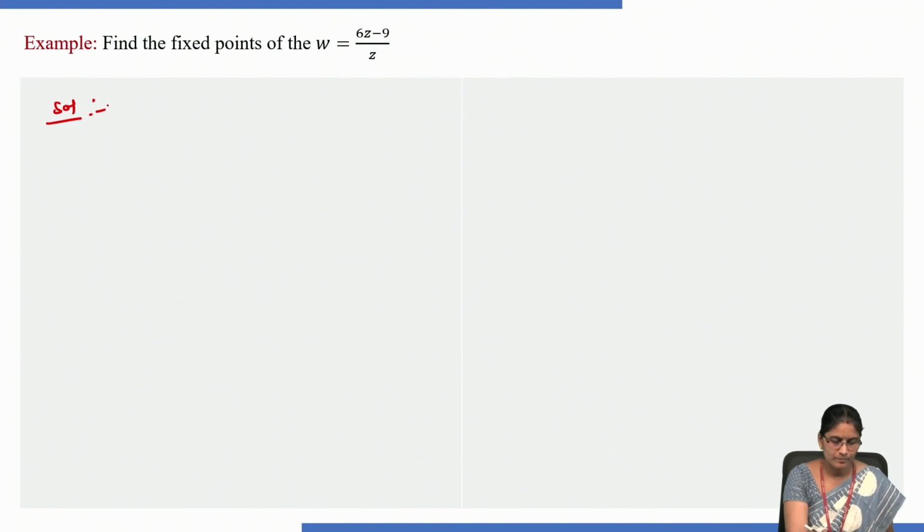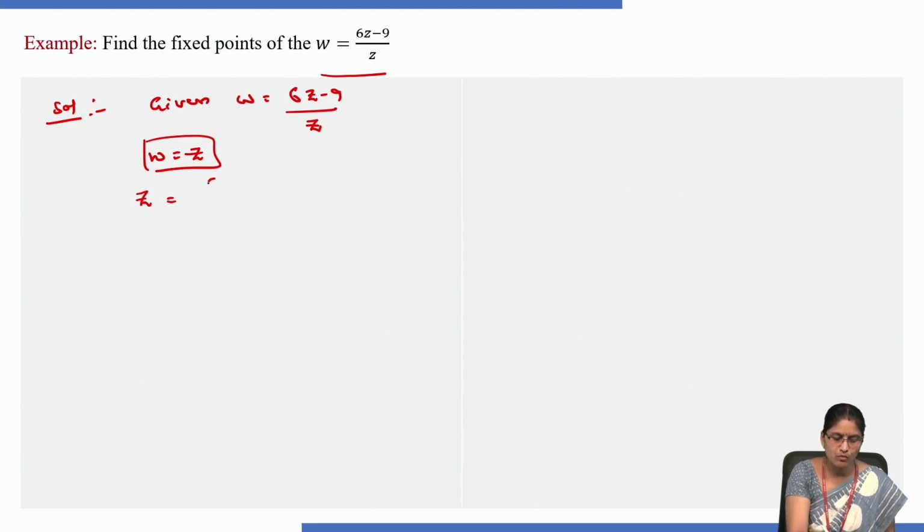See another example. Find the fixed points of w is equal to 6z minus 9 by z. Here we have to find out the fixed points. W is given 6z minus 9 by z. So we have to find out the fixed points here. So to find the fixed point, we have to replace w with z.